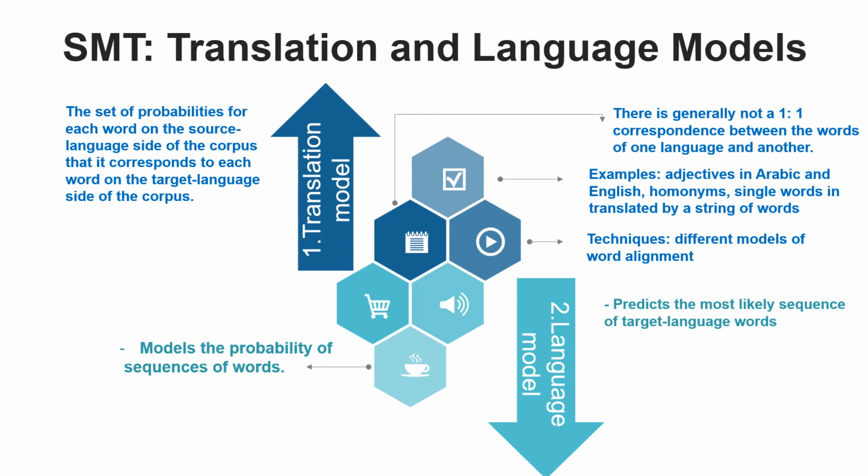The second model is the target language model. The aim of the language model is to predict the most likely sequence of target language words chosen by the translation model. To some extent, word sequence is determined by the translation model, but the language model is necessary to ensure that target language specific features, such as agreement and long-distance dependency not easily captured by the translation model, are covered. So the target language model essentially models the probabilities of sequences of words.